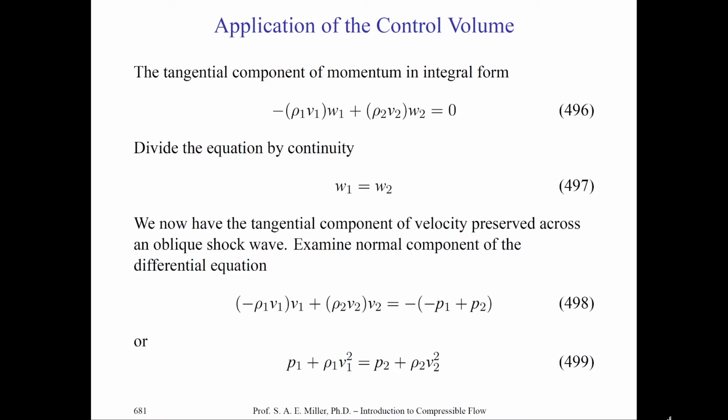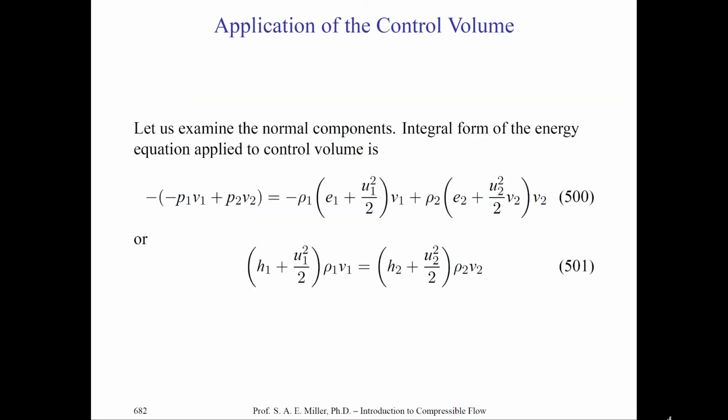We can rearrange 498 into 499, and we'll find the more traditional form of P1 plus rho 1 V1 squared equals P2 plus rho 2 V2 squared. Let's hold this equation and look only at the normal components in terms of the integral form of the energy equation applied to the control volume. Here, of course, we'll have energy fluxes across the shock and the pressure velocity term across the shock, which I write on the left-hand side.